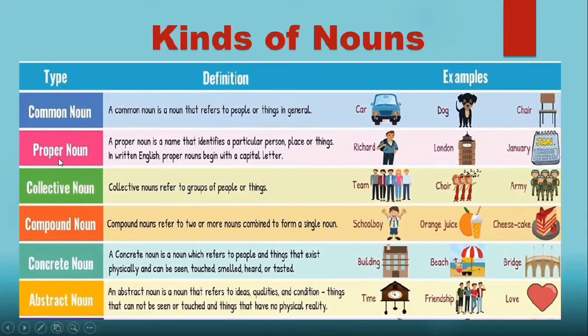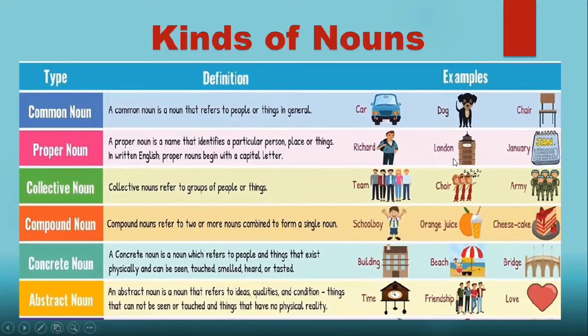The second one, proper noun. A proper noun is a name that identifies a particular person, place, or thing. In written English, proper nouns begin with a capital letter. Okay? Richard. Now, the name of a person. It's Richard for this man. It's Sabah for me. You must be having your own name. So you all are proper nouns because you have a particular name.